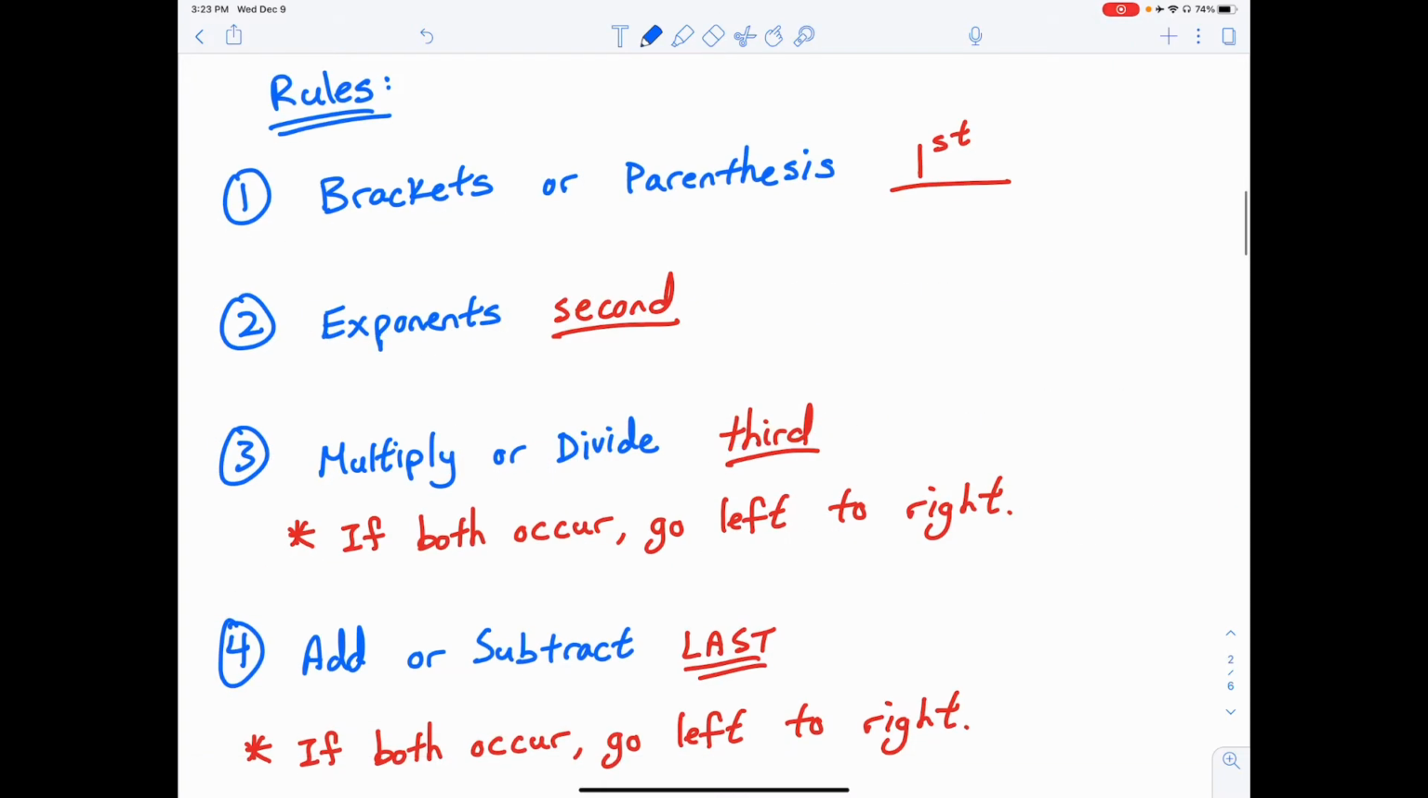Here is a list of rules that we normally follow when it comes to order of operations. Number one, brackets or parentheses first. That's always what we look for in the first step. Secondly, we deal with the exponents. Third, we deal with multiply or divide. Again, if you see multiplication and division happening at the same time, we go from left to right by convention. And we always make sure that we do add or subtract last. Again, if you see add and subtract happening at the same time, we go from left to right by convention once again.